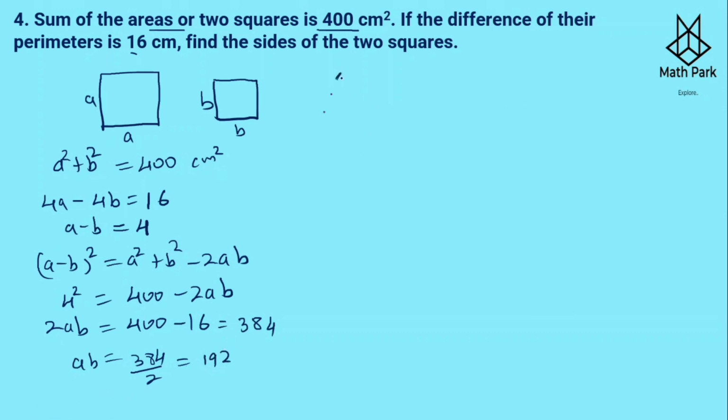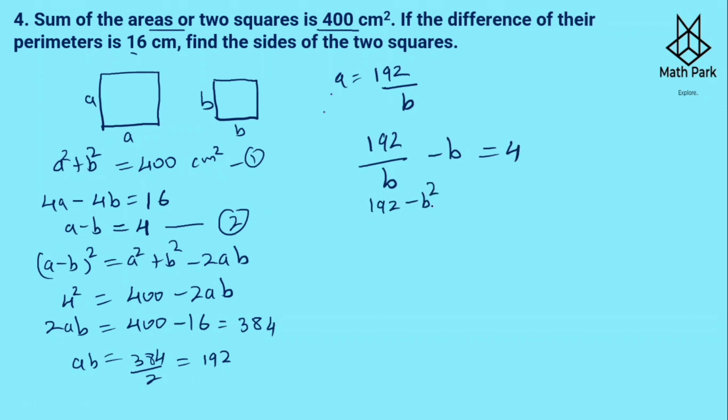So you can have A is equal to 192 divided by B. Okay. Now if A is equal to 192 divided by B, let us use this equation. This was your equation 1 and this is 2. Let us use equation 2. So you have 192 upon B minus B is equal to 4. So 192 minus B square upon B is equal to 4. So we get 192 minus B square is equal to 4B. So we get a quadratic equation here, like this: B square goes here. So B square plus 4B minus 192 is equal to 0.